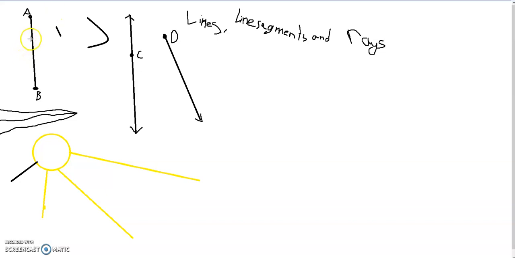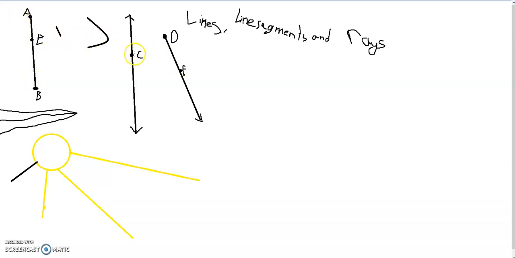Any of these can pass through points. Line segments, point E, rays, they can all go out.